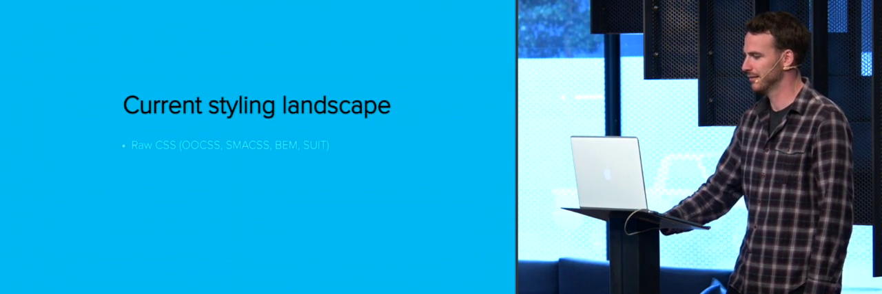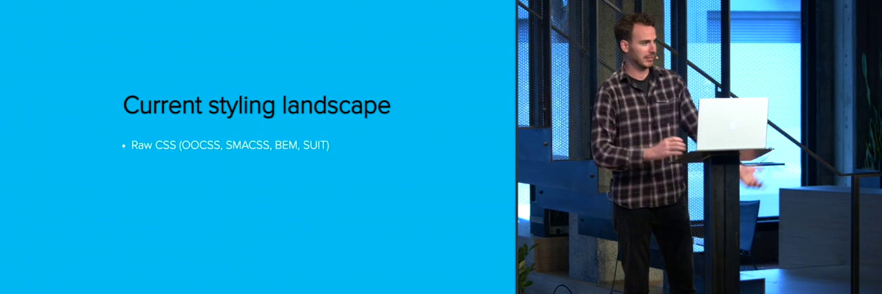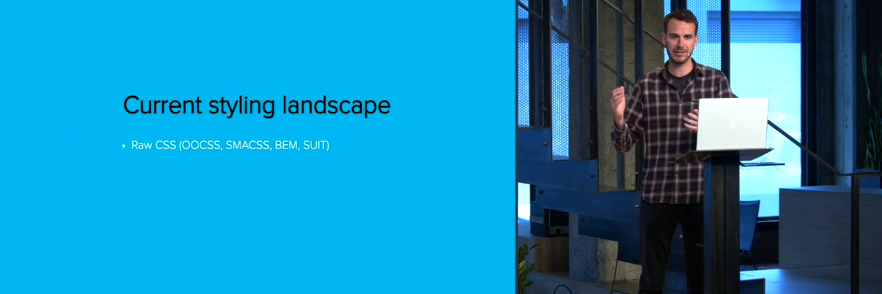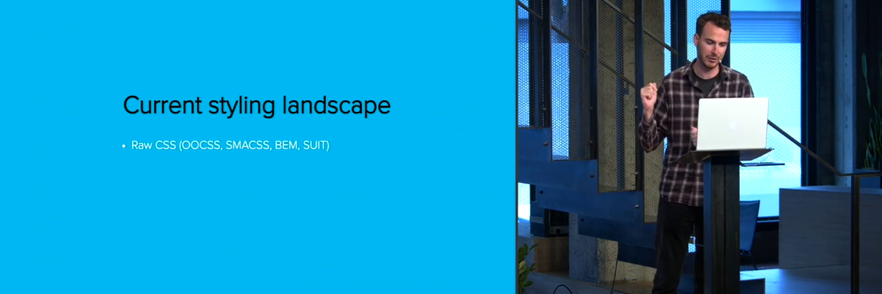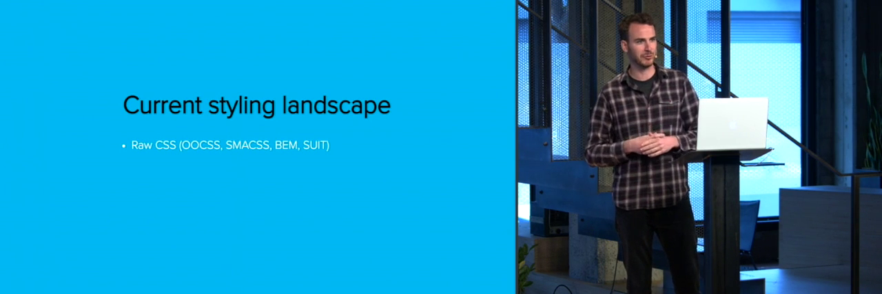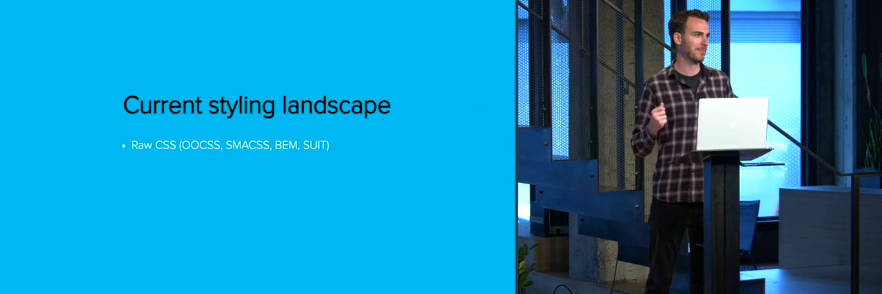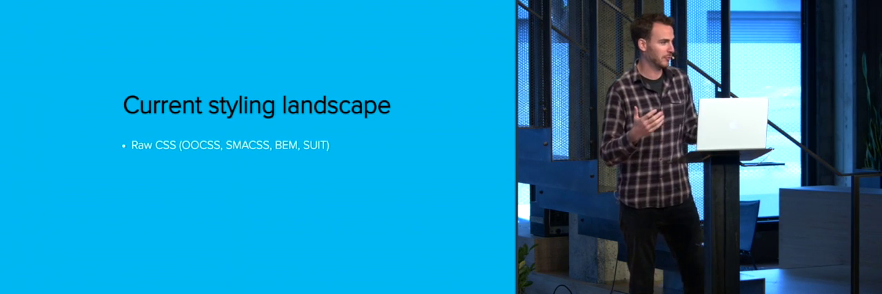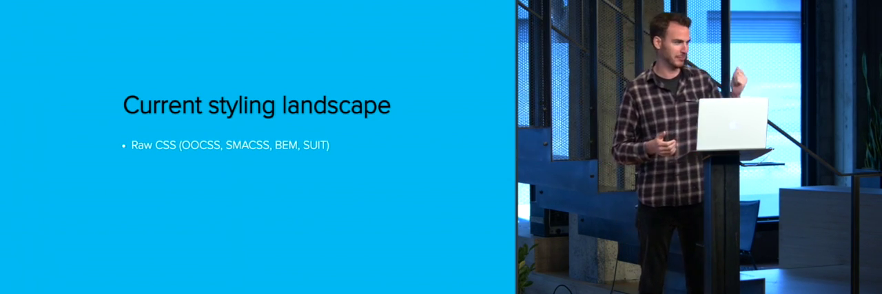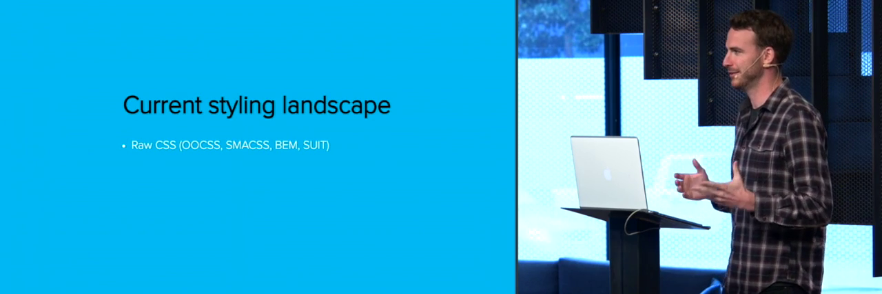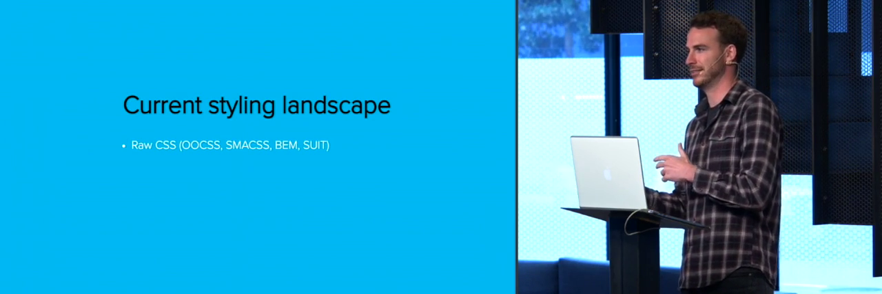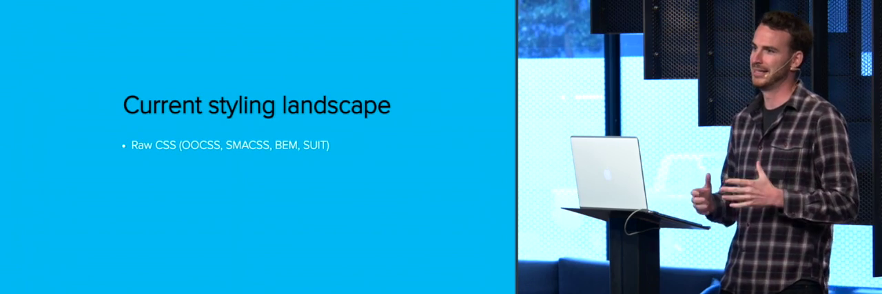So the current styling landscape: you could just write your CSS like you normally have been in your .css file. Typically, if you're doing this on a larger team, you might adopt some sort of methodology like BEM or SUIT or SMACSS, where basically these are ways to name your classes in such a way that you hope that you don't collide with other people.